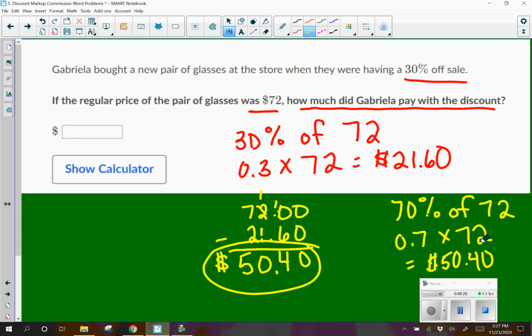Now, again, if you prefer the proportion method, you can do it that way. You would put your percentage over 100, and then 72 would be your whole, and we'd be looking for our part. Let's try another one.